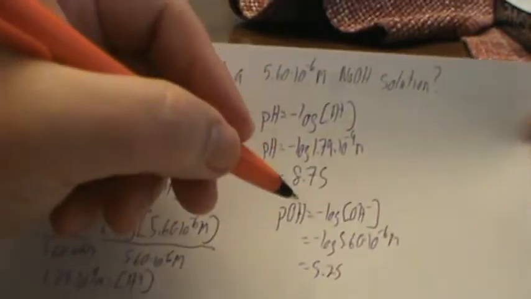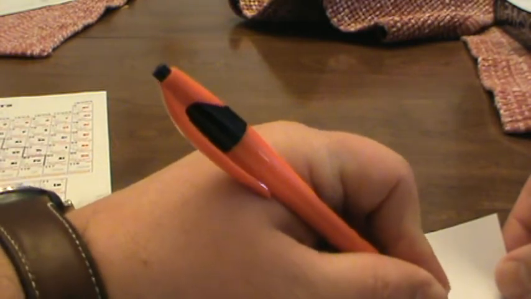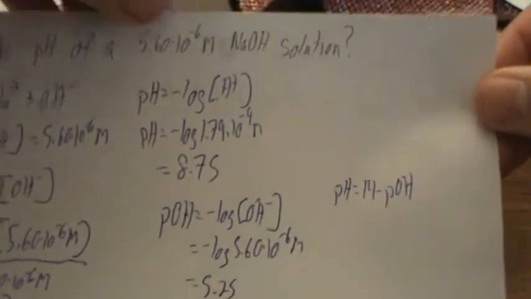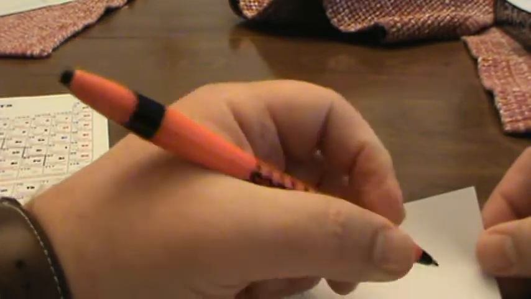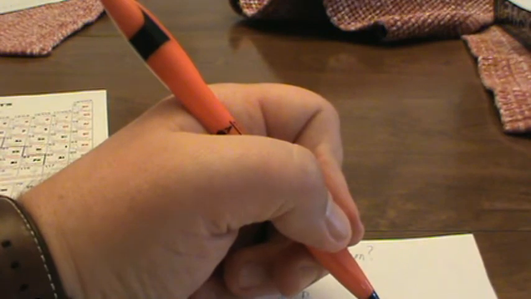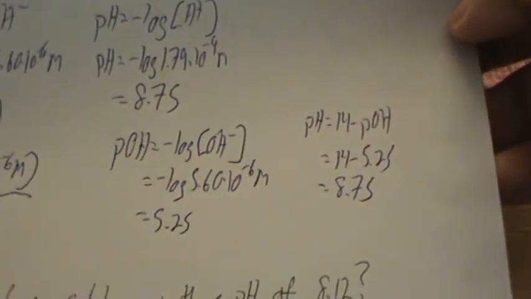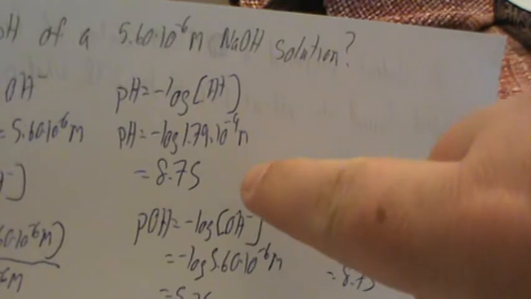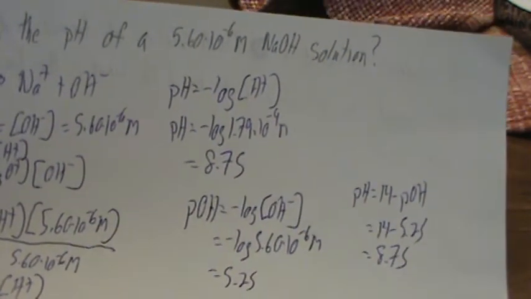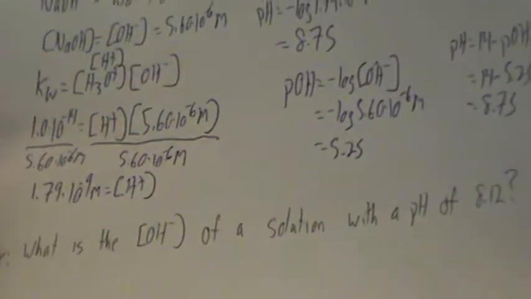Now that we have our pOH, we can find the pH by taking 14 minus pOH. 14 minus 5.25. And we come up with 8.75. And that's what we came up with earlier. It doesn't matter which route we take because we come up with the same answer. So let's look at our second example.